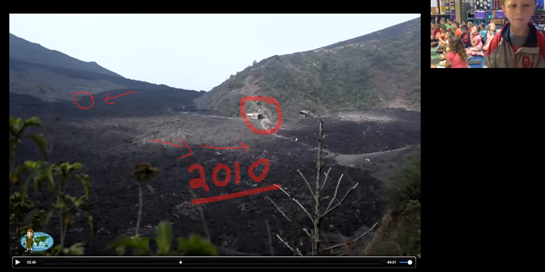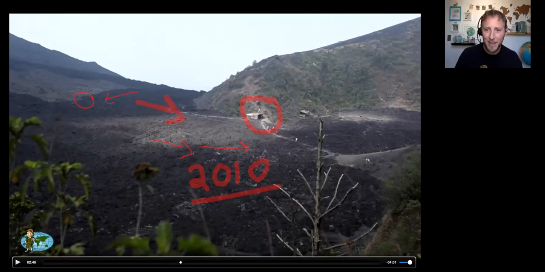Because the volcano could go down and erupt. Right. Look at that lava, right? So the lava came right where the store was. It would have got burned up. It would have melted if they would have stayed there. So they moved the lava store over.